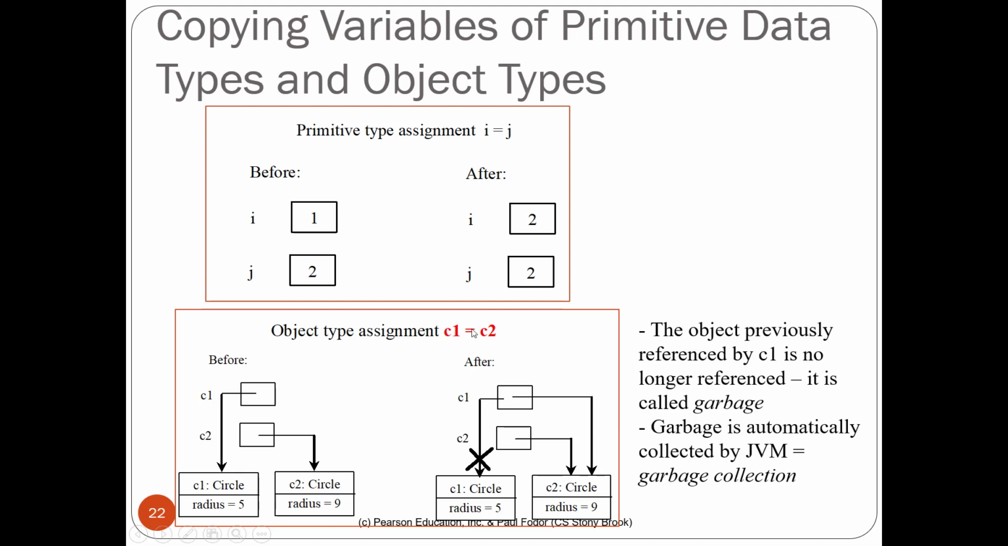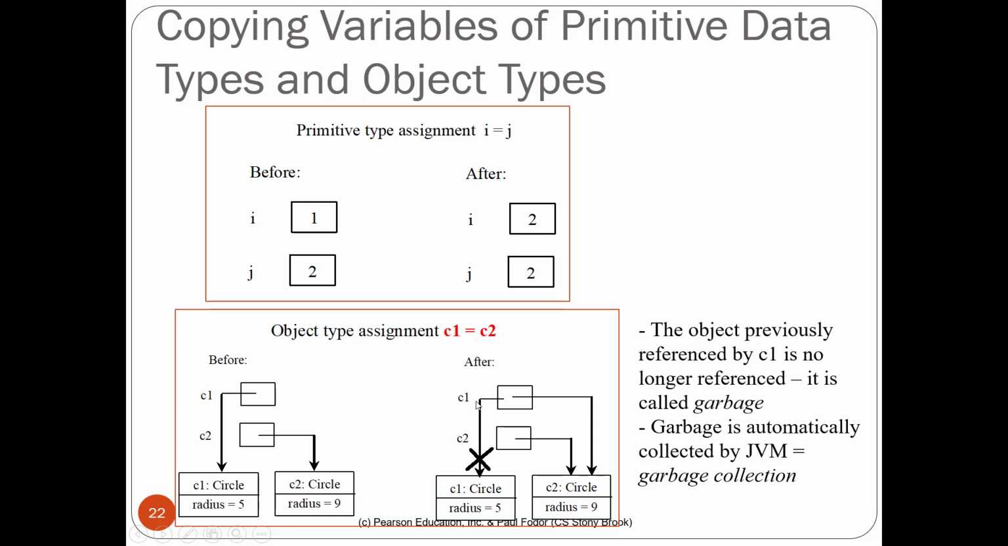Now when you say C1 is equal to C2, then what will happen? In C1 we will copy the reference of C2. Alright, so C1 will have the reference of C2, so the address or the reference of the first circle is lost.